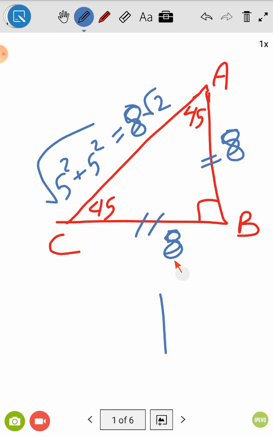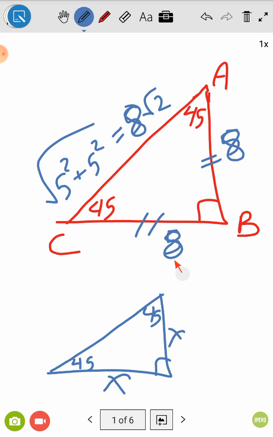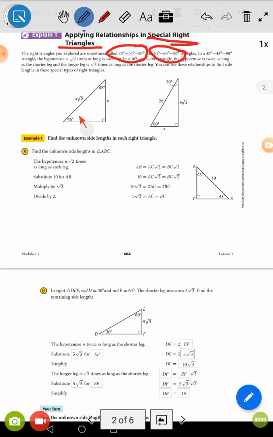In general, that is our triangle 45, 45, 90 degrees. If that one is x, that will be x, and that will be x root 2. That is the rule. So that is the first type. It's called 45, 45, 90. If that side is x, that will be x, that will be x root 2.